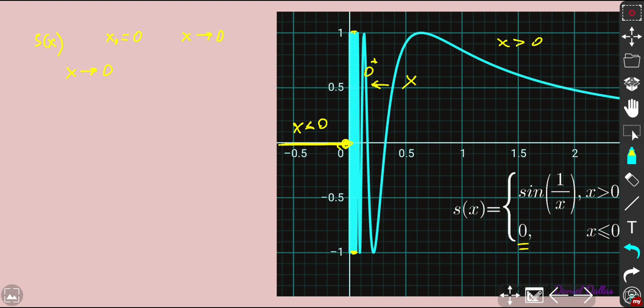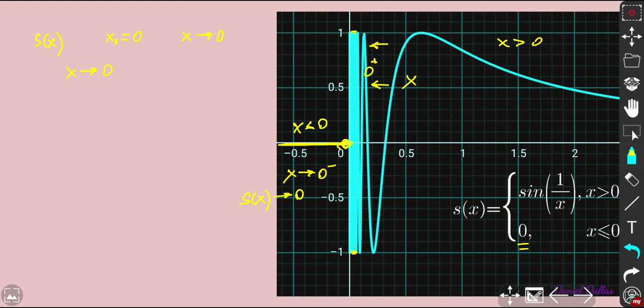the right-sided limit doesn't exist. Okay, while the left-side limit does exist, because in this case, when x tends to 0 from the negative side, the value of the function s of x tends to 0. While from here, it commutes between -1 and 1, and you cannot predict the value. All right.